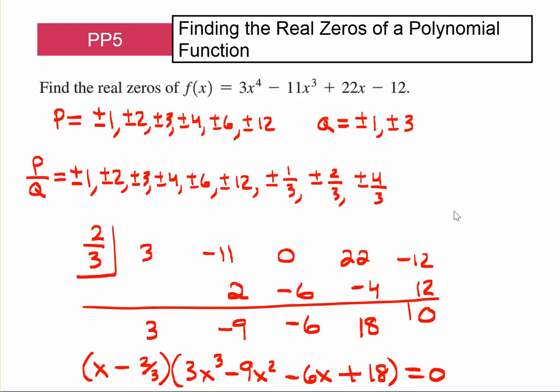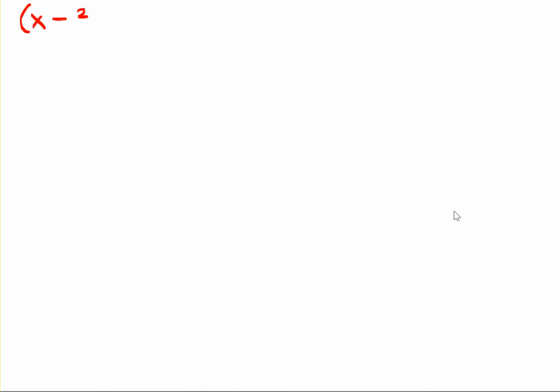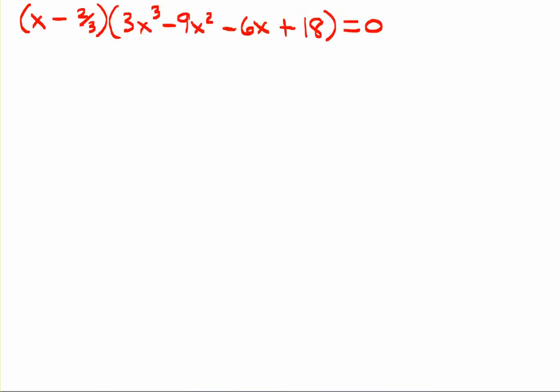Okay, if that's the case, let me rewrite it so we have it in front here, because I need it for later on. Set equal to 0. I know that 2/3 is the answer. So now let's deal with just this piece right here: 3x cubed minus 9x squared minus 6x plus 18.